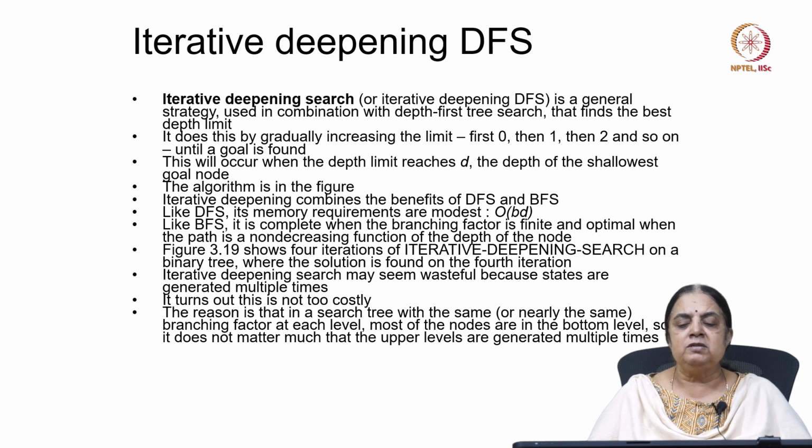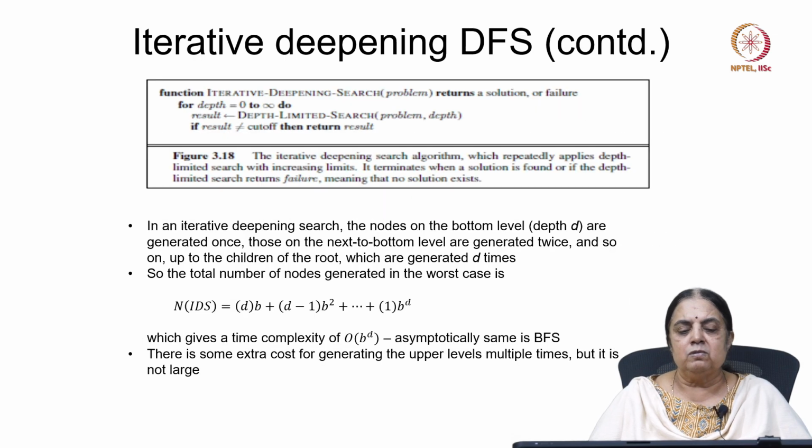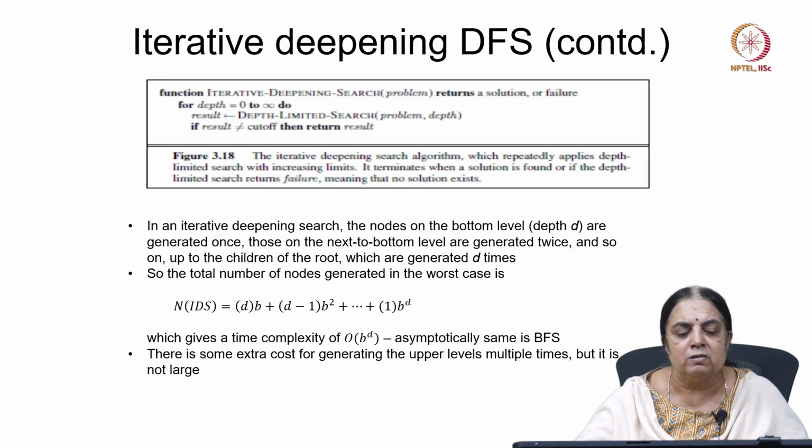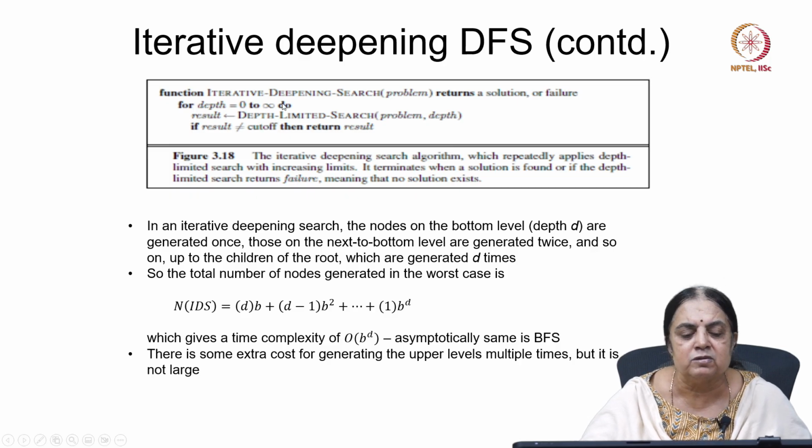Since we are not sure what the depth limit would be, we keep on increasing the depth limit, one at a time. So we keep the depth limit as 0, then 1, 2, etc. So this is the algorithm which is used.